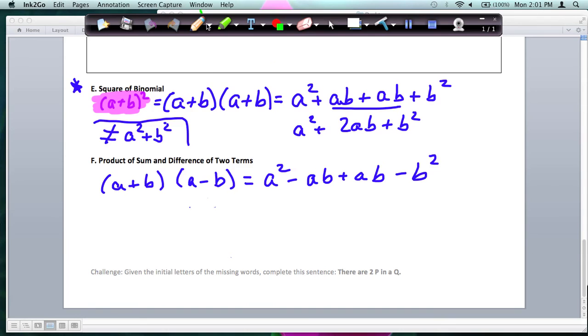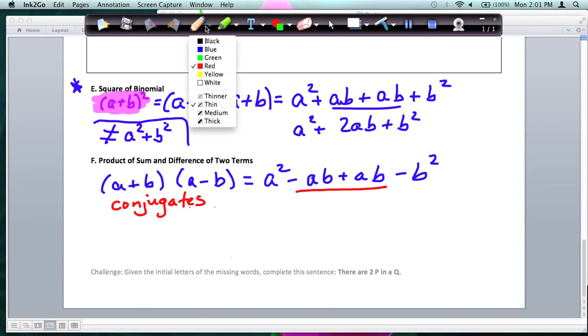And what's always going to happen when you have these, and these have a fancy name, they're called conjugates. So when you have conjugates, which means the same terms but opposite signs, what's always going to happen is these middle terms right here are going to cancel out. Negative ab and ab cancel each other out. And so this is just going to equal a squared minus b squared.